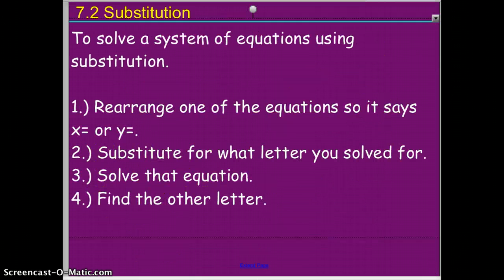So just to review again, if you do not have x or y by itself, the first step is to rearrange like in that last example. Once you have x or y by itself, we're going to take that value on the other side. So if it was y equals whatever's over on this side here, substitute that value in for the equation, solve the equation, and then from there use that value to find the other variable. I hope this helps you finding the solutions to systems of equations by substitution.